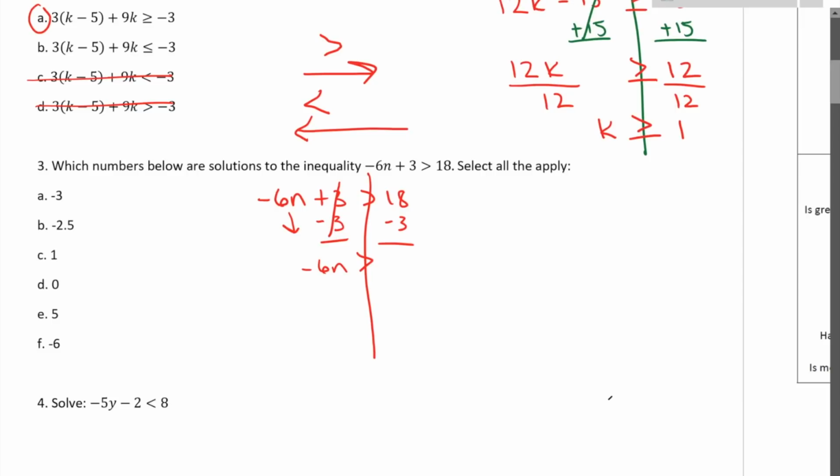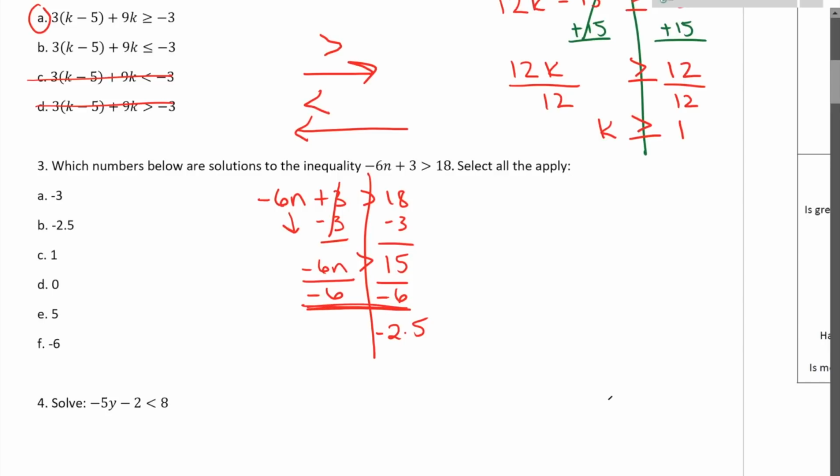Well, 18 minus 3 is 15. Last thing to do would be just to divide by negative 6. So negative 6, negative 6. All right, 15 divided by 6, we're going to leave it as 2.5. But because it's a negative, it's negative 2.5. One other thing is, what did I do right here?